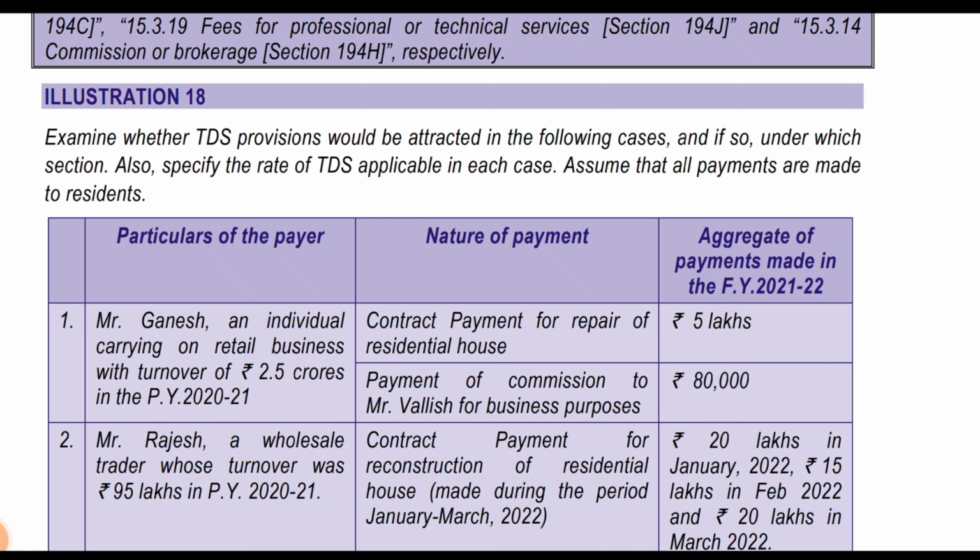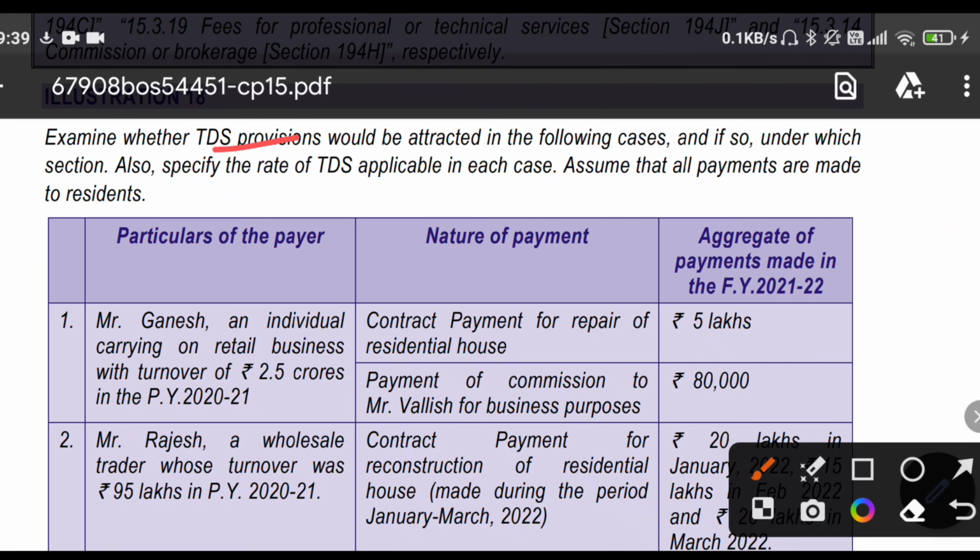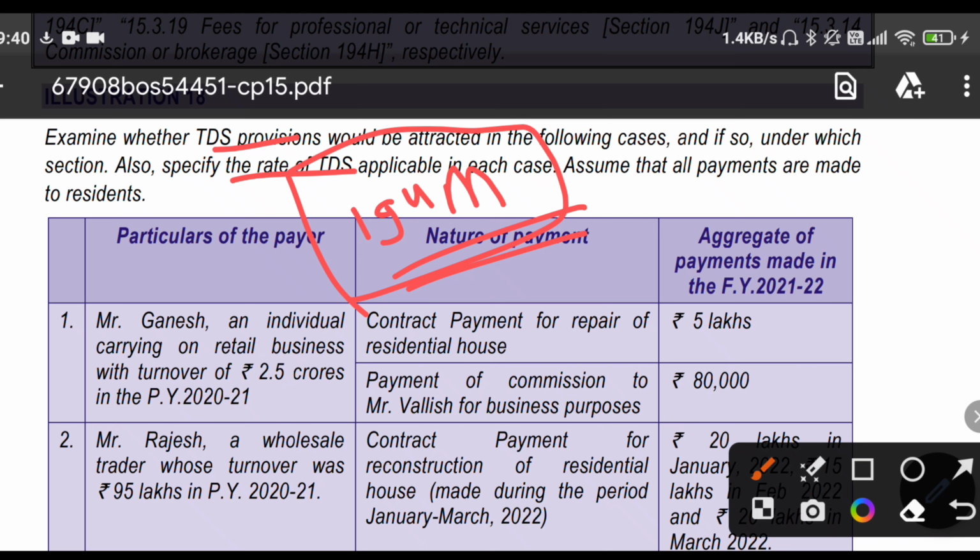Next is illustration 18. Examine whether the TDS provisions are required to be attracted or not. Specify the rate of TDS applicable in each case. We have to check, and here you should have knowledge of 194M, which applies to individuals or HUF other than those required to deduct TDS under section 194C, 194H and 194J. Okay, C, H, J. So if those sections are not applicable to the individual or HUF, this section 194M will apply. And there is no TDS under 194M if the amount is up to 50 lakh. Okay, so these 2-3 things you have to understand.